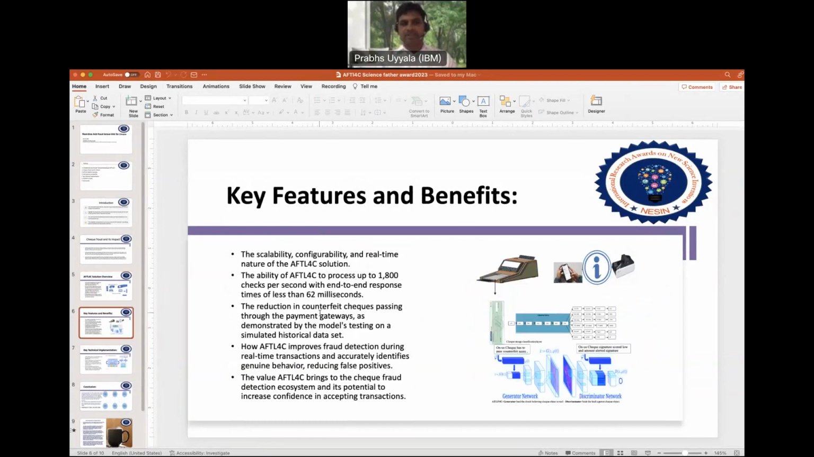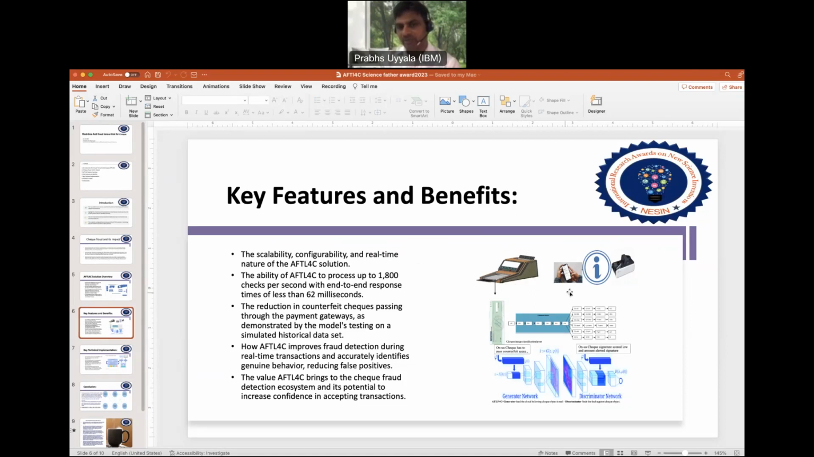Let's see in the next slide what the key benefits are and how exactly it can happen. This product, which we built, designed, and patented in the US as well as in India and the UK, offers a scalable, configurable, real-time AFTL solution. AFTL has the ability to process 1800 checks. If you see the right-hand side of the diagram on this deck, this one is a patent check, especially for an IoT machine.